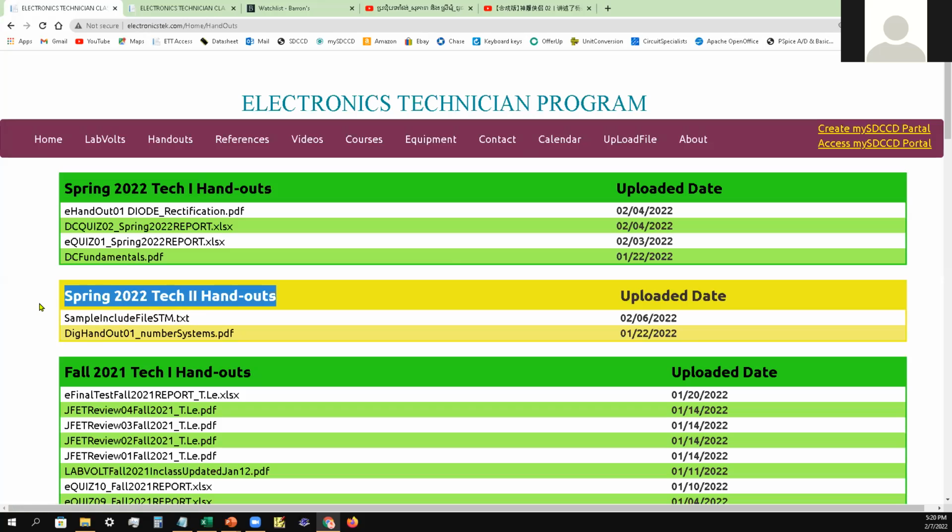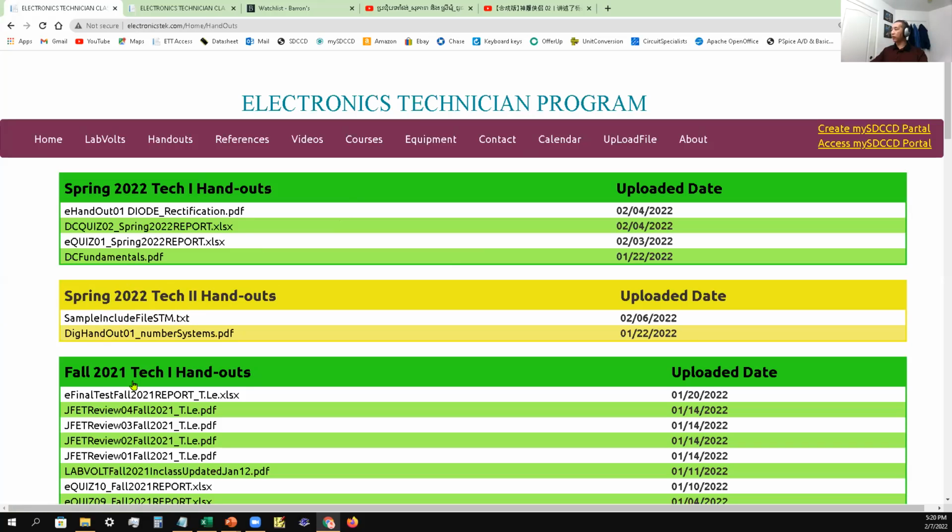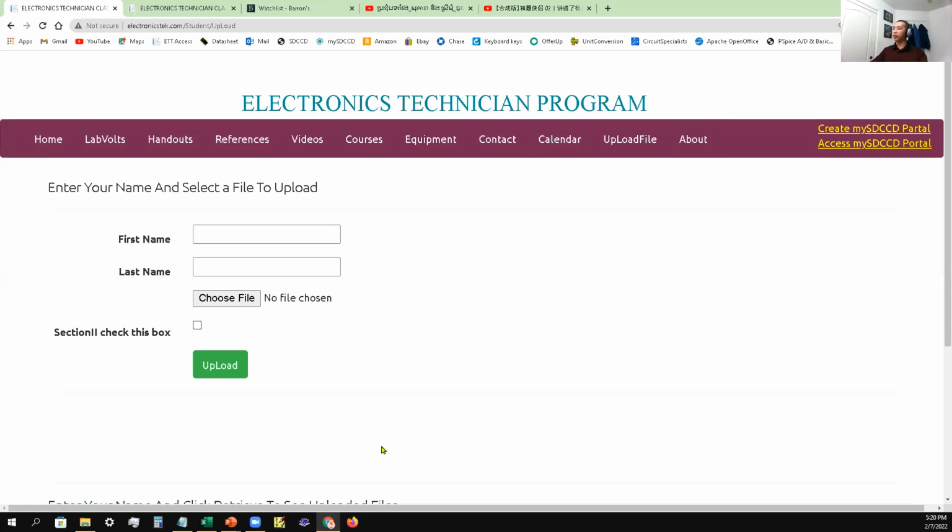I was just wondering, because last time he had us turn everything into Tech 1. Okay. So everything you see here, when you click on upload, do not put a tick mark on here. Okay. So this is Section 2. Section 2 is only applied for Tech 2 only.